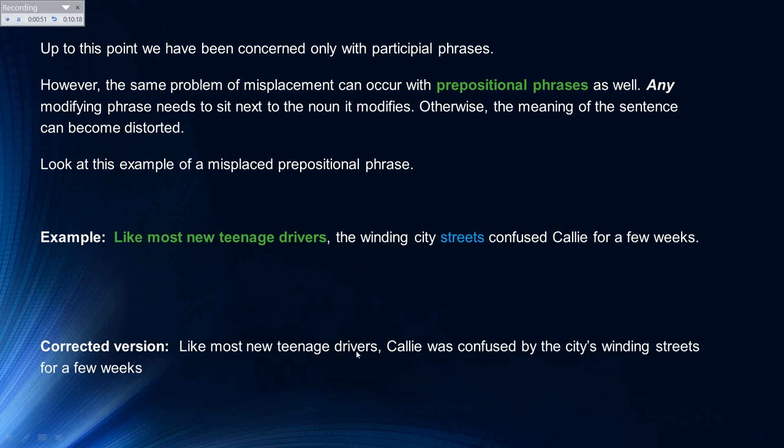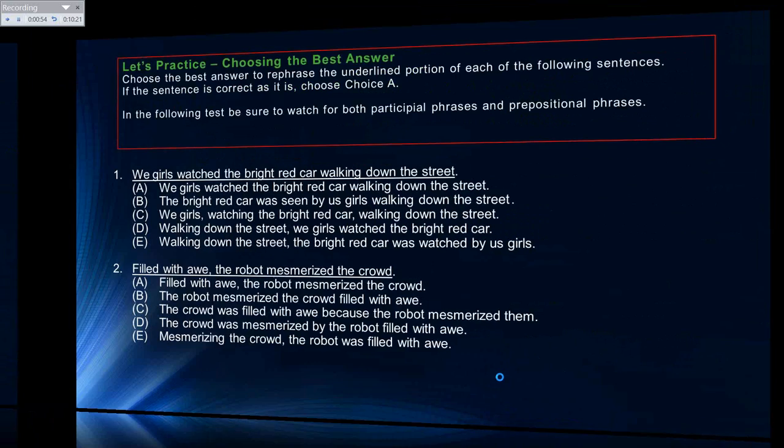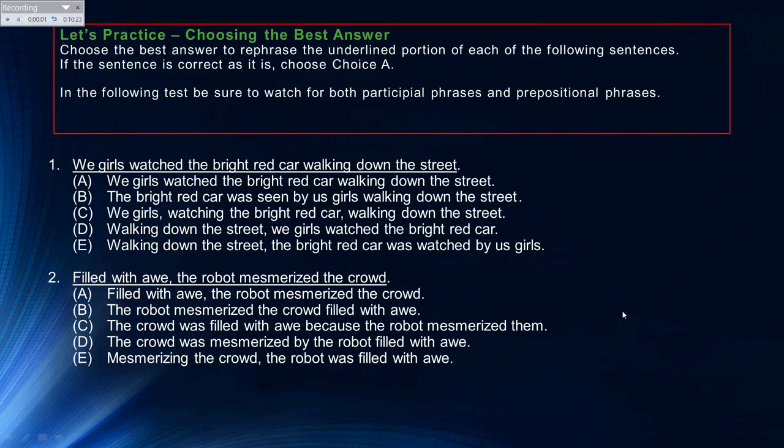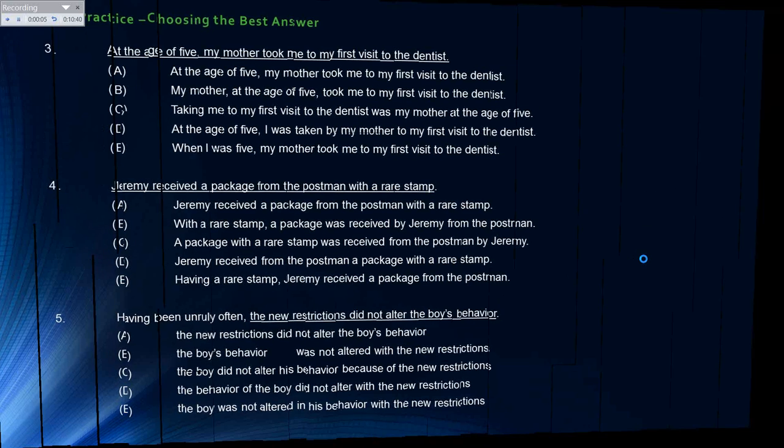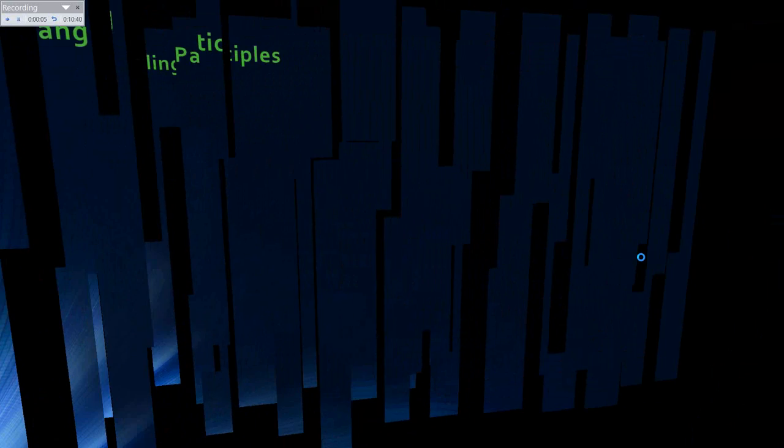Like most new teenager drivers, Callie was confused by the city's winding streets. All right, we're going to have some practice here. And you're going to see some underlined phrases. Here we've got the entire sentence underlined, and I want you to see which version works best for you. Here we have just a part of it.